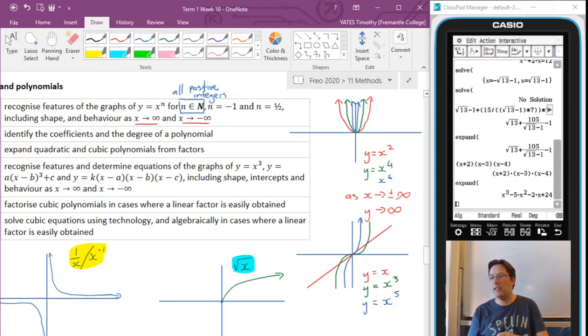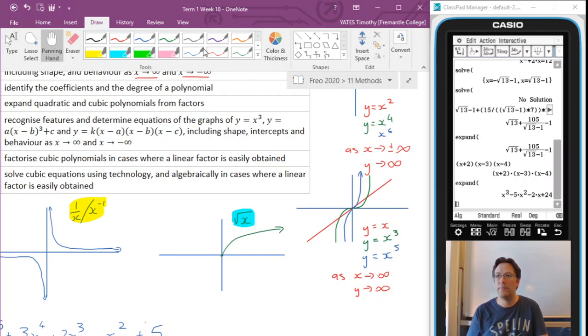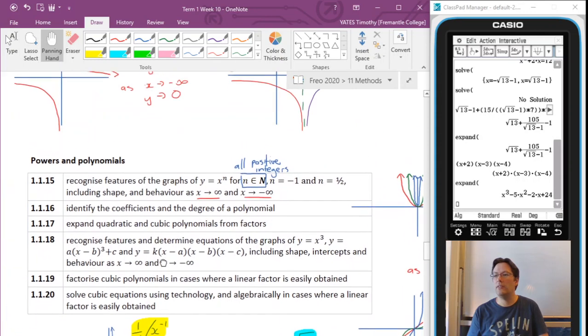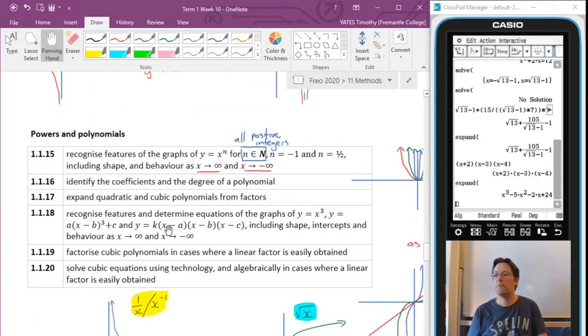So that's basically what we expect to see with all our various powers. And this one is as x tends to infinity, y will tend to infinity. But as x, now let's get that a bit further down so we can actually see it. As x tends to negative infinity, y will also tend to negative infinity. And that's the thing we need to be able to tell with those ones.